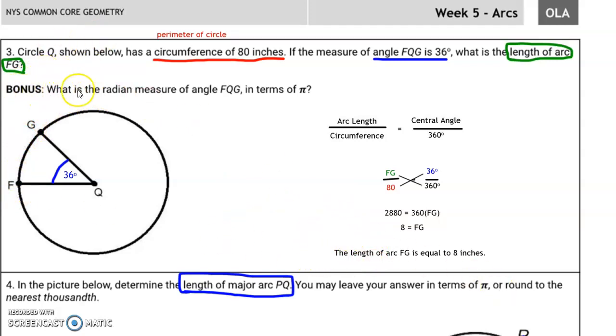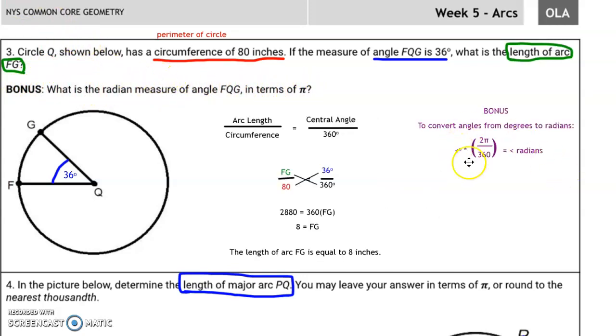As a bonus, the radian measure of angle FQG in terms of pi, there's an easy way to do this. Here's a conversion factor. All right, you should know that in order to convert an angle from degrees into radians, we're going to multiply it by the constant 2 pi divided by 360. You might have also seen pi over 180 in the Khan Academy videos. He kind of switches back and forth sometimes, but this is probably the easiest one to remember. So we're multiplying the angle by 2 pi over 360. Here's what it looks like.